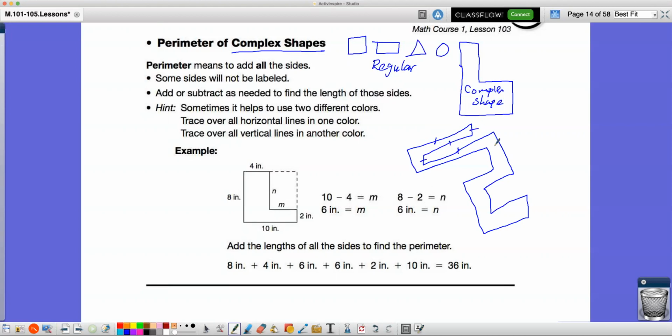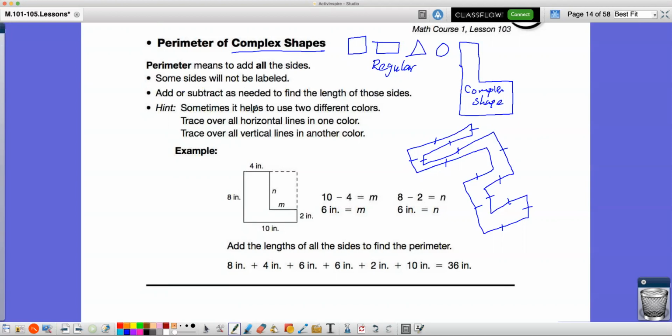We can determine how long this side is, and this side, and this side, and this side. We can determine how long each of these sides are. And when we figure that out, we can find out what the perimeter of this complex shape is. So some sides sometimes won't be labeled, but we can find the perimeter of any complex shape if we know some of the sides. And you just add or subtract as needed to find the length of those sides.